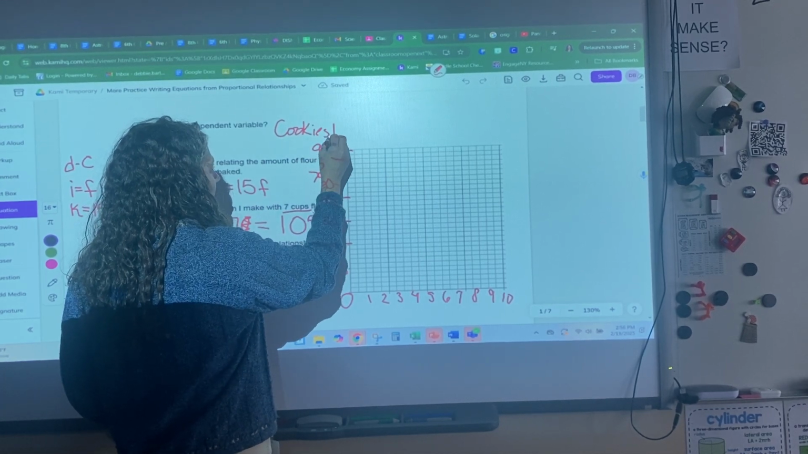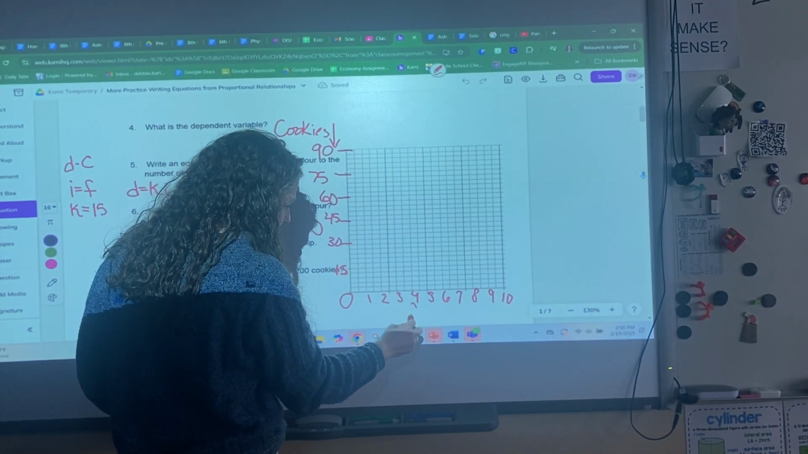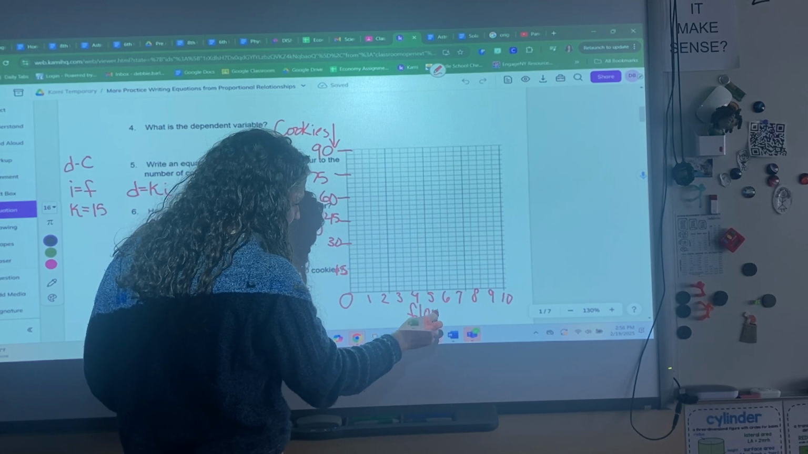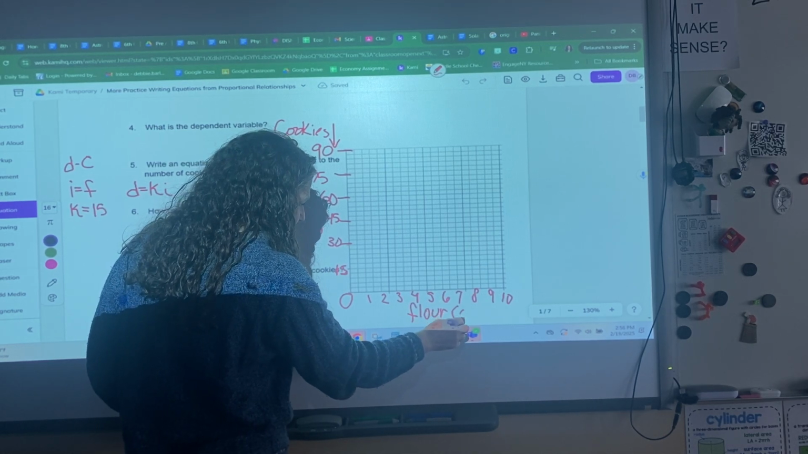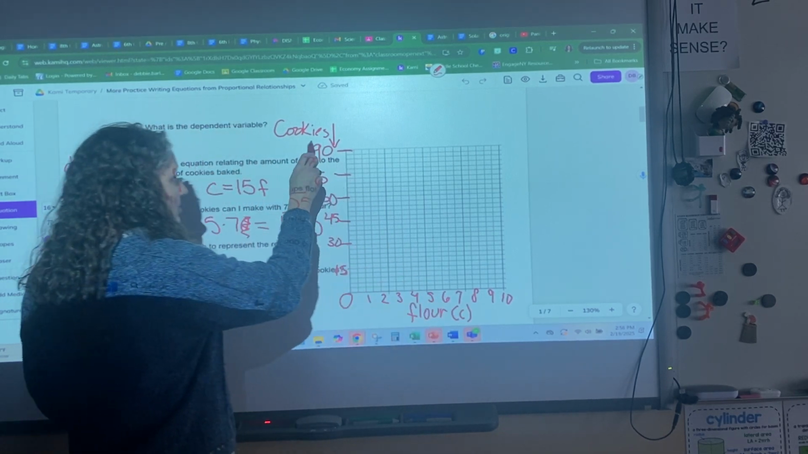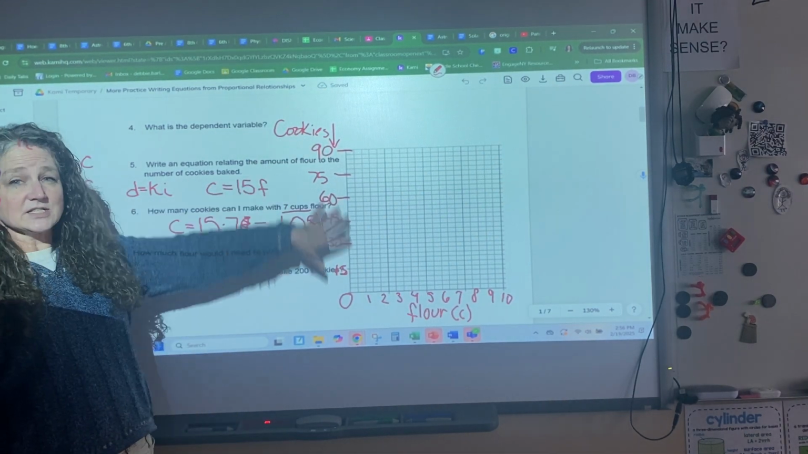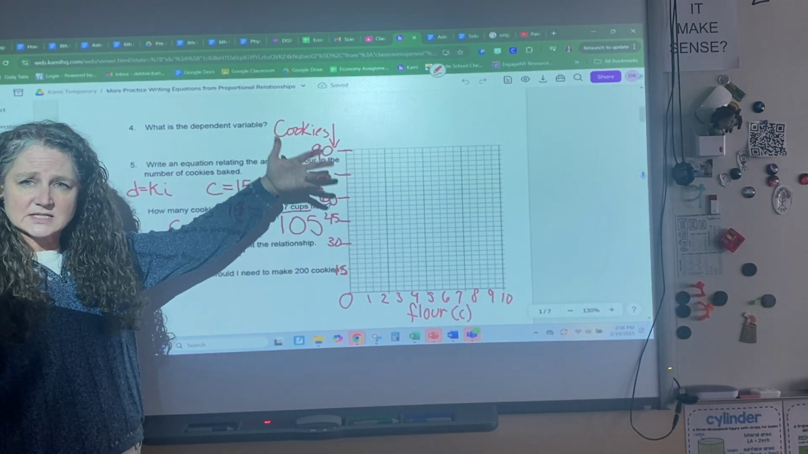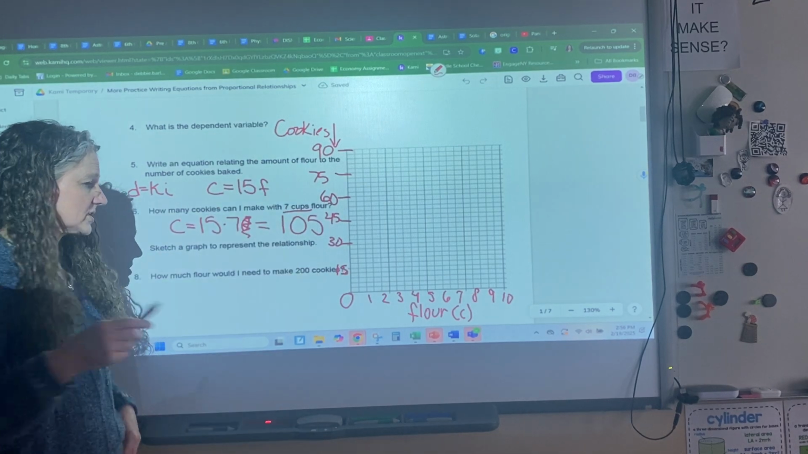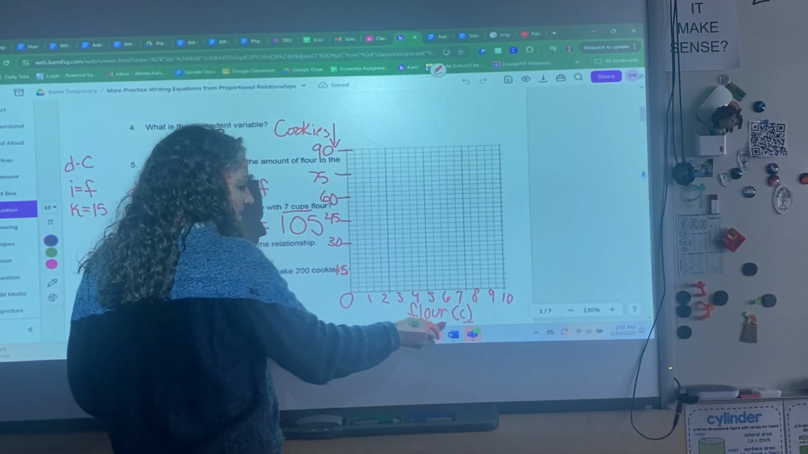And how do I label this side? Flour. What are my units of flour? Cups. So flour is going to be in cups. Cookies is just cookies, a single cookie. If I had dozens of cookies like we had yesterday, I would say dozens, but it's just cookies.